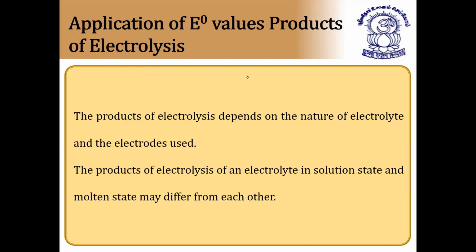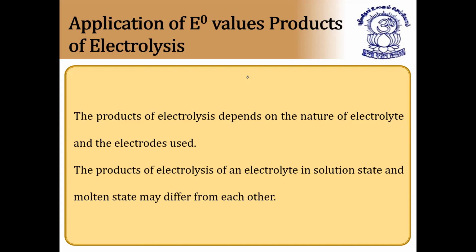So already we know in the electrolysis process, cations go to cathode and anions go to anode. At cathode, reduction takes place. At anode, oxidation takes place. So what is formed at cathode? What is formed at anode? That we are going to discuss right now.